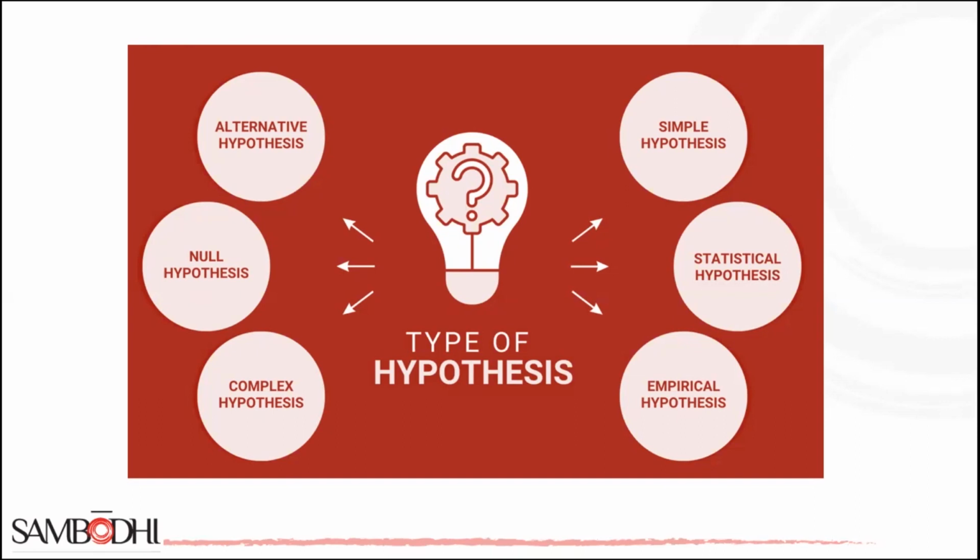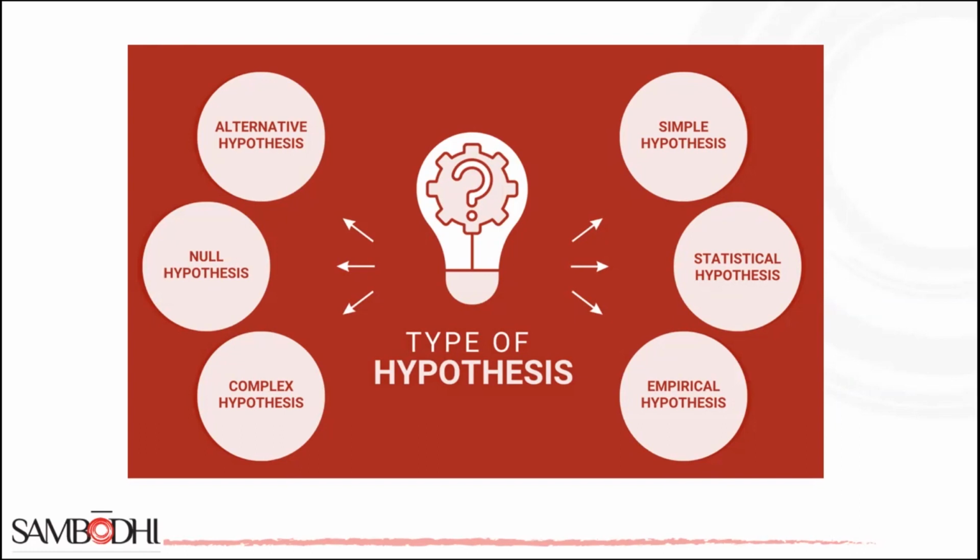Complex hypothesis. In contrast to the simple hypothesis, a complex hypothesis implies the relationship between multiple independent and dependent variables. For instance, we'll take an example: individuals who eat more fruits tend to have higher immunity, lesser cholesterol, and high metabolism. The independent variable is eating more fruits, while the dependent variables are higher immunity, lesser cholesterol, and high metabolism. This is how you differentiate between independent and dependent variables in a complex hypothesis.